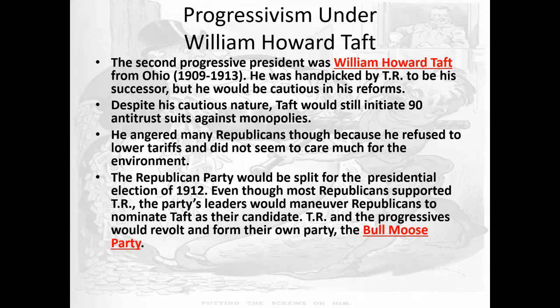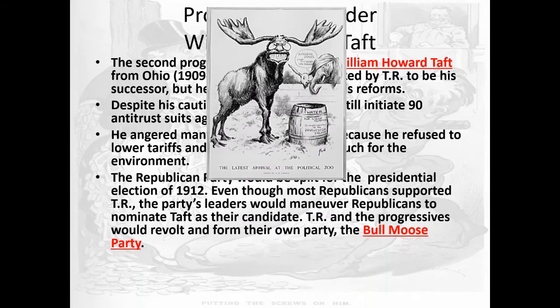Even though most Republicans supported TR, the party's leaders would maneuver Republicans to nominate Taft as their candidate. TR and the Progressives would revolt and form their own party, the Bull Moose Party. So the Republicans broke apart in the election of 1912. Roosevelt wanted Taft to stand down, and he wanted to be president again. Taft said no. The official Republican stance was, hey, we're going to stick with Taft. Roosevelt can go pound salt. Roosevelt said, fine, you want to do that? I want to start my own party.